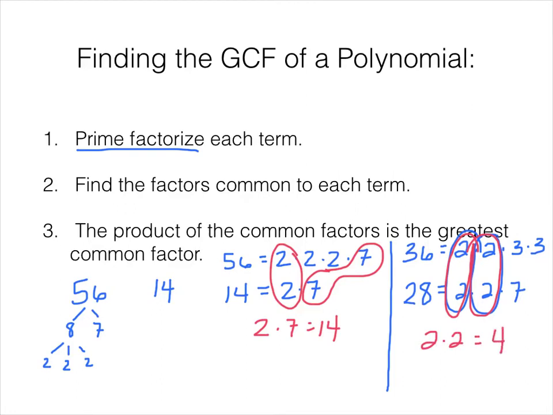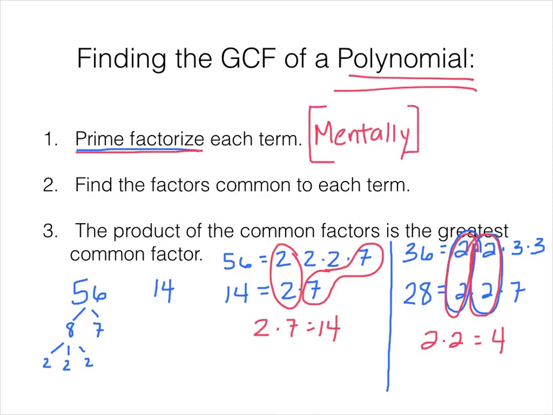So to summarize real quick, before we do some with actual polynomials, you can either just find the factors and then find the biggest one that's in common, or you can prime factorize it down, which is what I did here. Find the ones in common, multiply them back together. You are going to do most of this part mentally over time. If you're not ready to do it mentally now, then go ahead and put it on paper for the moment.